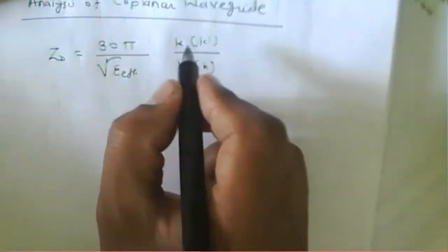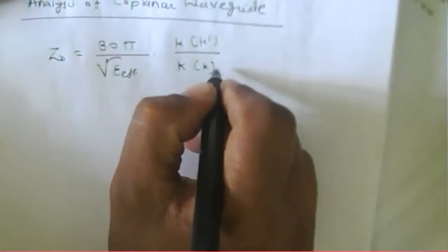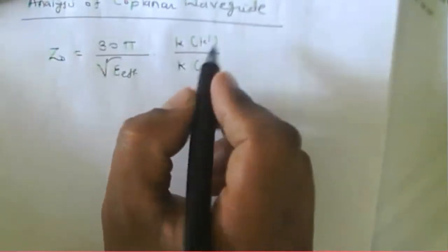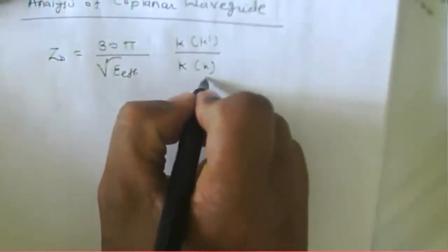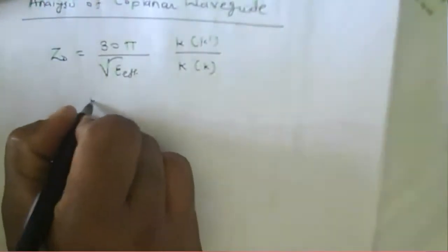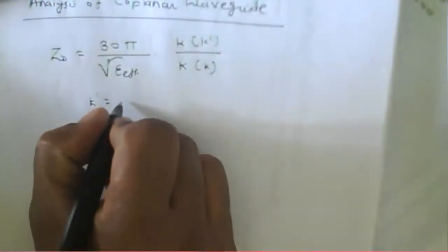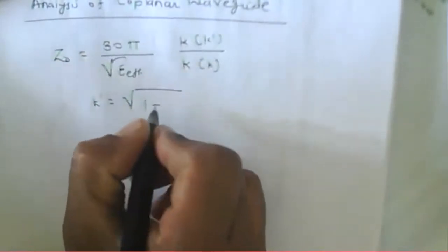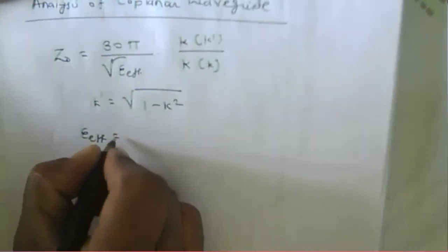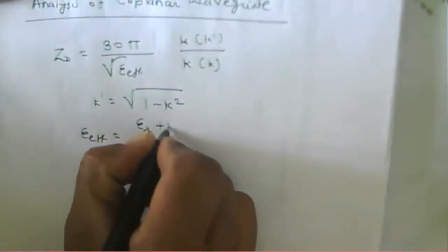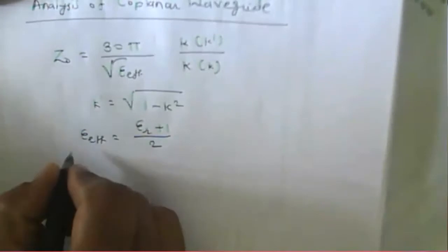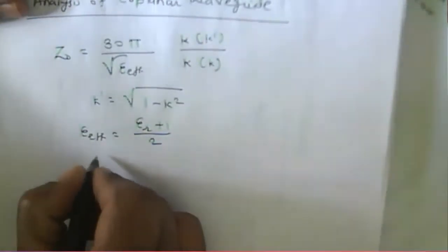Now what do we mean by K of k? It is a complete elliptical integral of the first kind with argument k, which is a small argument. And k dash is nothing but the square root of 1 minus k square.